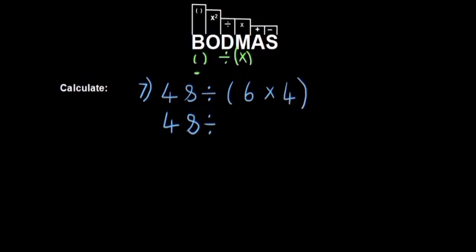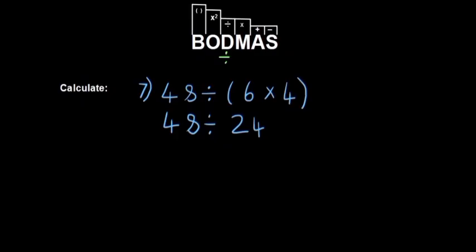So that means we're going to multiply a 6 by 4 to get 24. And now the multiplication is gone. So remember that whenever you have a single answer for the calculation inside the bracket, you will not have to write the bracket anymore. So now the brackets are gone.